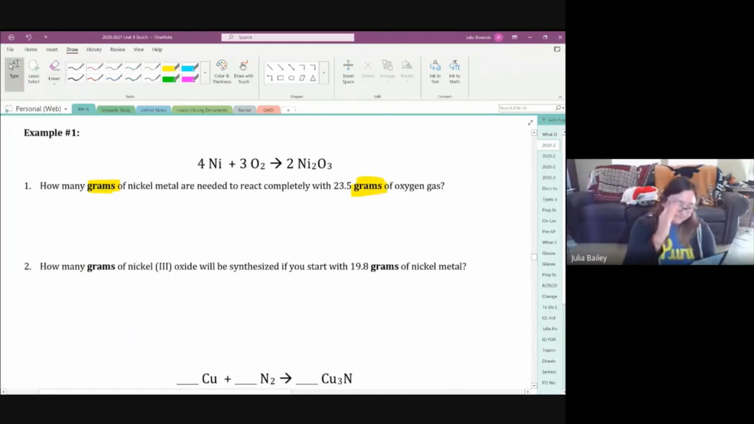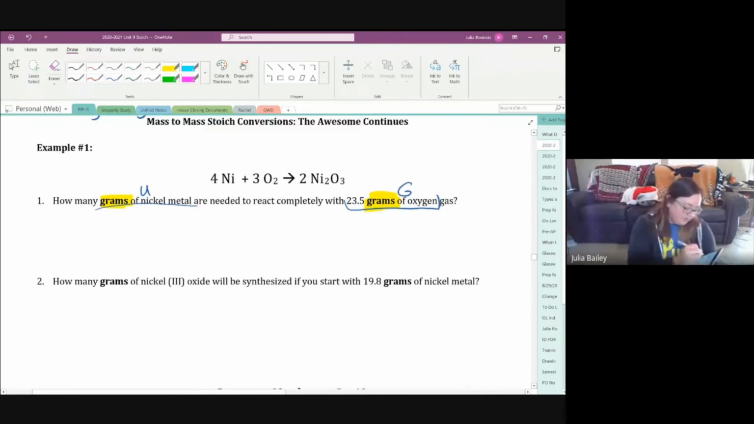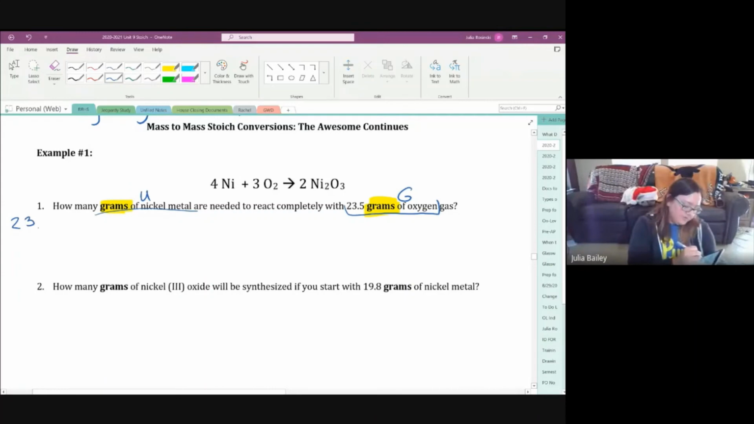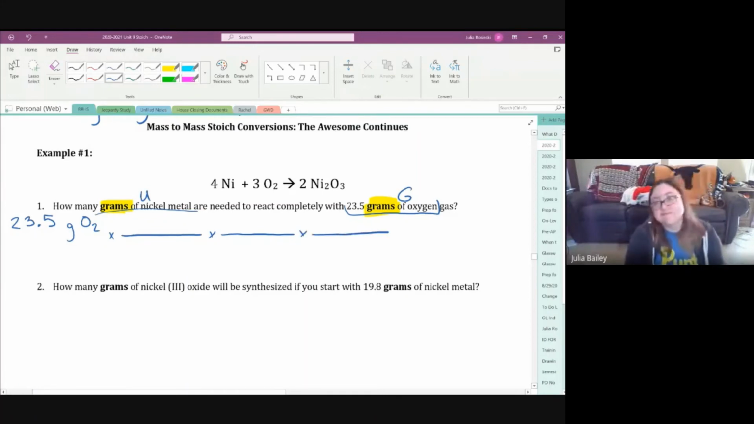So like here, how many grams of nickel metal is my unknown? Needed to completely react with 23.5 grams of oxygen gas. That's my given. That means, and you're going to want to start writing all the way as far left as your paper goes, that's just a pro tip, you're going to run out of room otherwise. That means your 23.5 grams of oxygen goes at the beginning because that's your given. But then you're going to need 3 fractions to do the work.